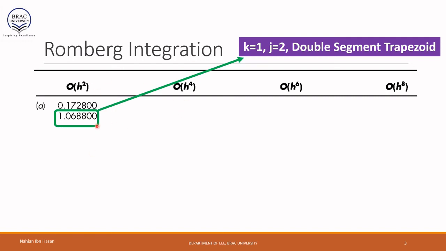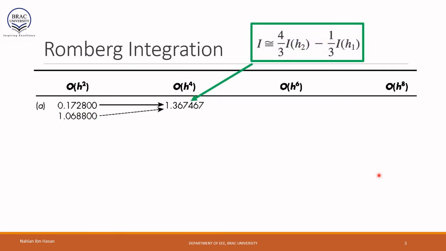So how can we use these two results to get the value of O of h to the power 4? I can easily substitute the values of k and j into the original Romberg integration formula, and I can get a result something like this. The formula will look something like this: I is approximately 4/3 I(h2) minus 1/3 I(h1). This result was the Richardson extrapolation that I used in the last lesson, but it can also be derived from the original Romberg integration formula from the previous slide. So this is the result of O of h to the power 4 accuracy.